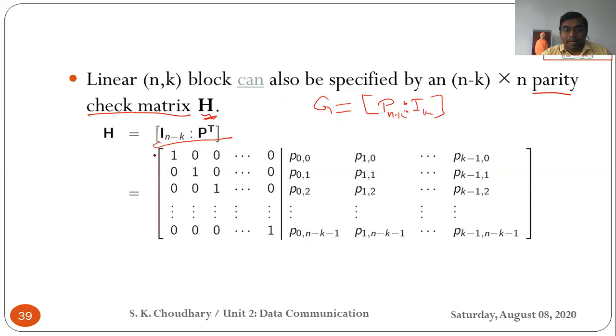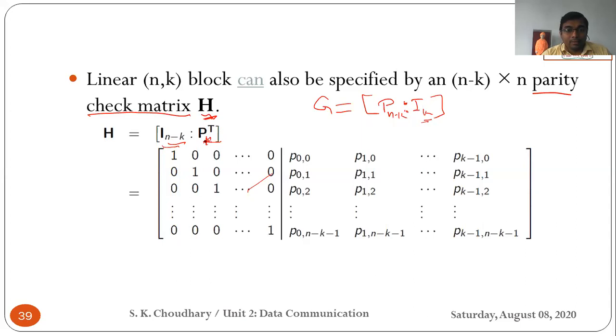Now H is the parity check matrix. In the parity check matrix, what have we done? We have interchanged the positions of the identity matrix and the parity matrix. This one becomes the second position and that one becomes the first. We have also changed the number of rows and columns. The order of the identity matrix changes from k to n minus k, so I is now I_{n-k}. And P is not P, it is P^T. The order of P is again k here.